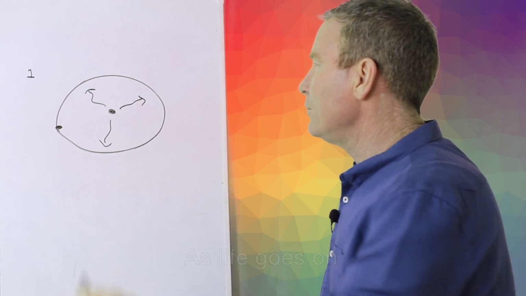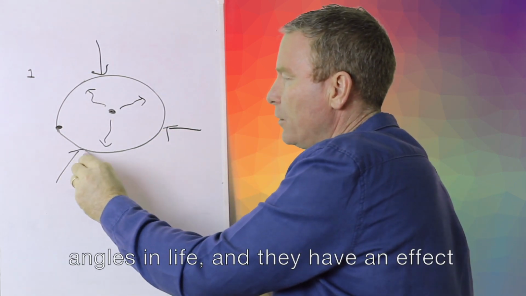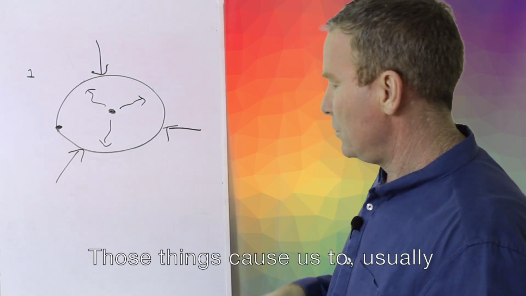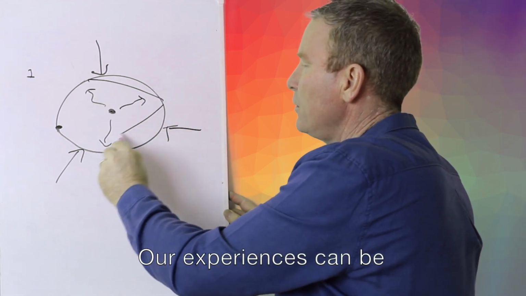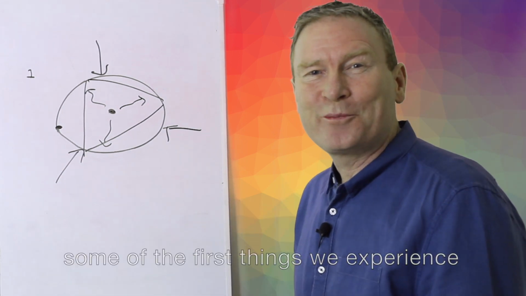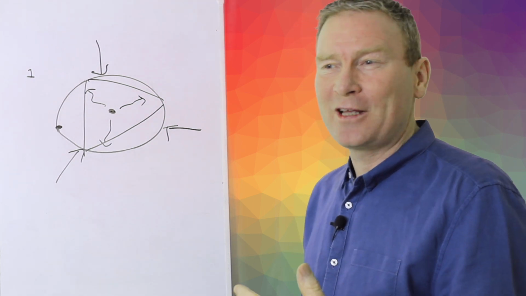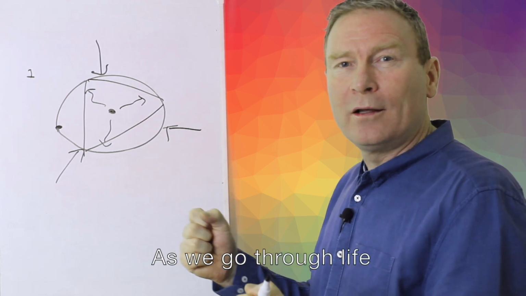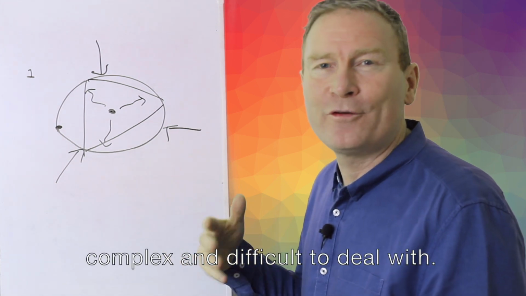But as life goes on, things come at us from various angles in life, and they have an effect on us. And those things cause us usually to retract in some way. So some of the first things we experience when we're born is we might get jabbed with a needle, or we might get slapped, or we have some pain, we have some experience, and it causes us to retract and contract. And as we go through life, these things become more and more complex and difficult to deal with.